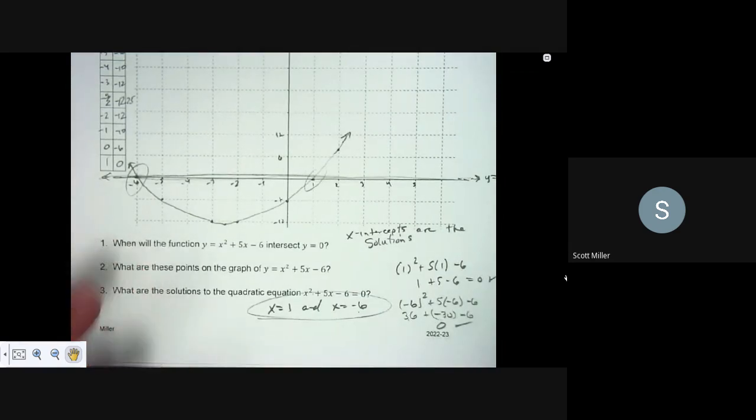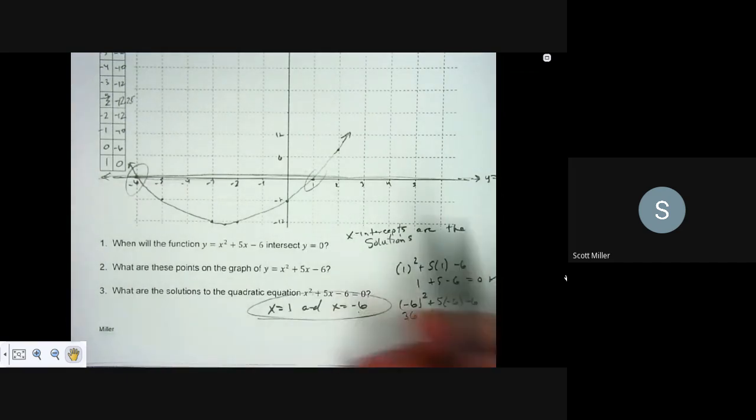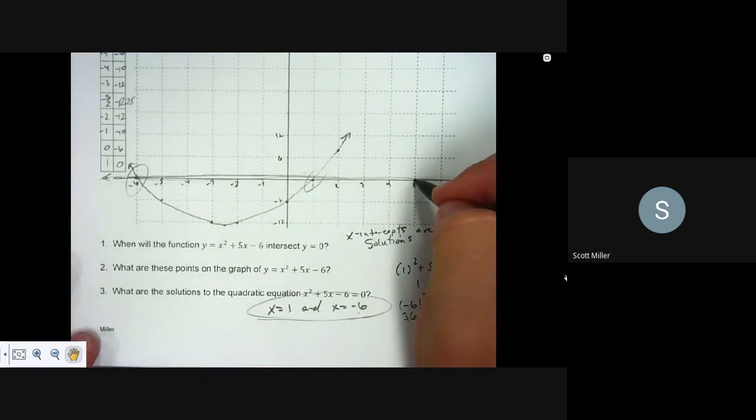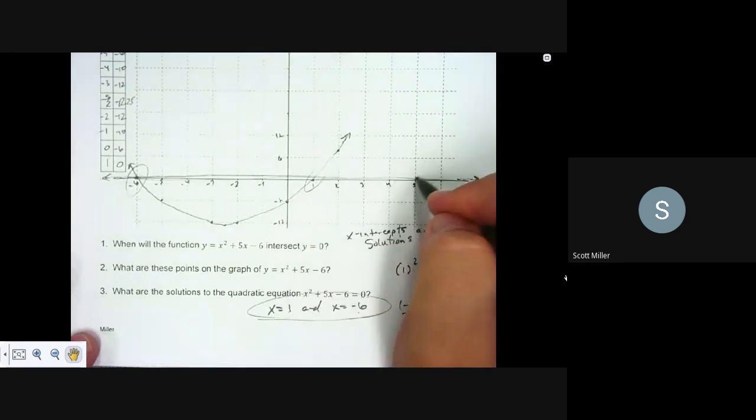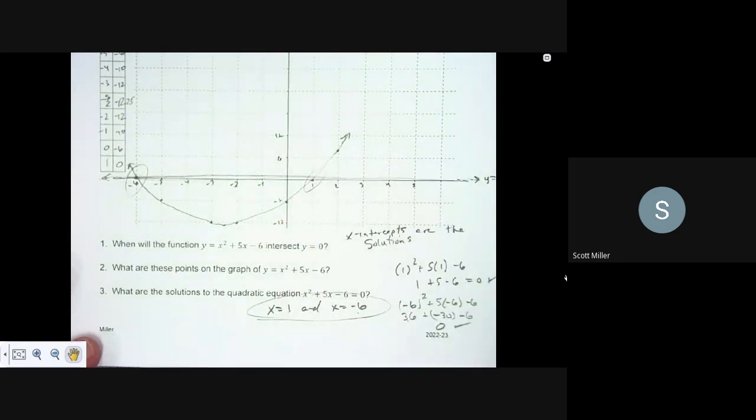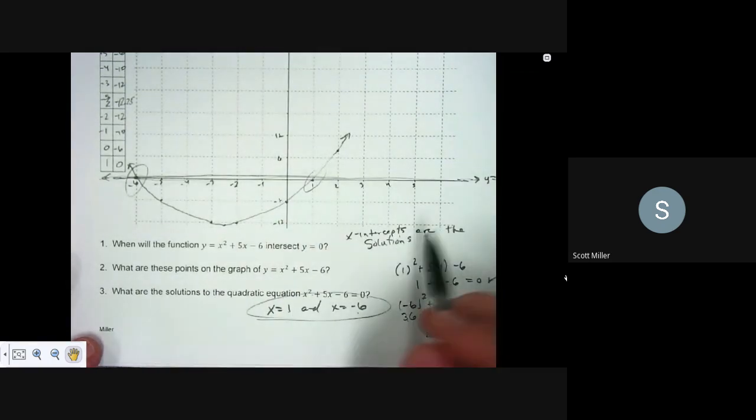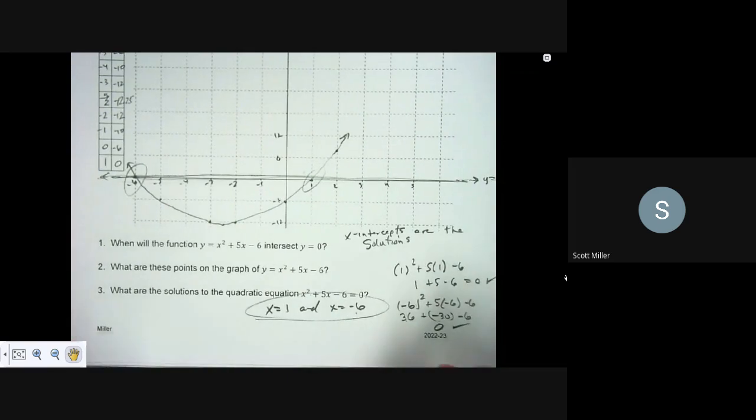So when we talk about quadratic equations, we're asking, when does the graph cross the x-axis? Those will be my solutions. So if a graphed quadratic equation does not cross the x-axis, then you have no solutions. If it comes down and touches the x-axis in one spot only, like if the vertex is on the x-axis, then it'll have only one answer. Okay, so that's the relationship that's going on here.